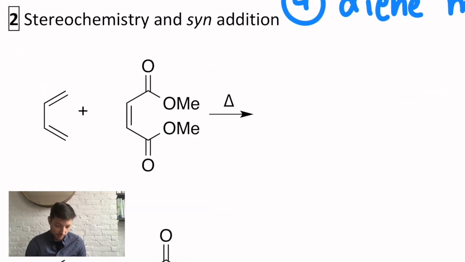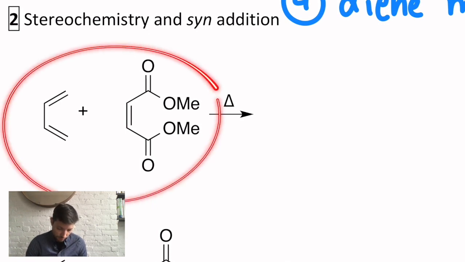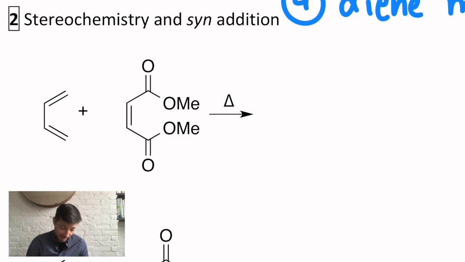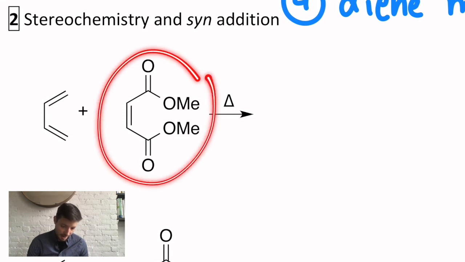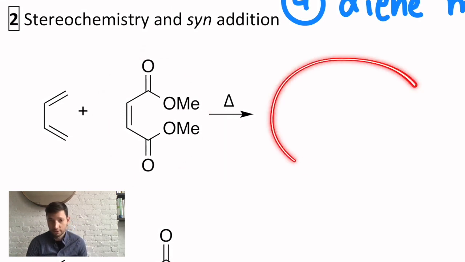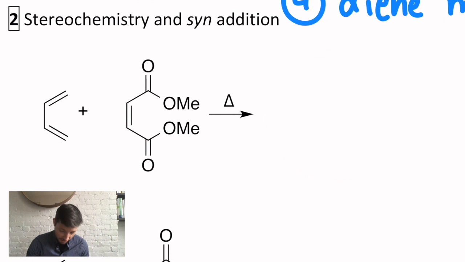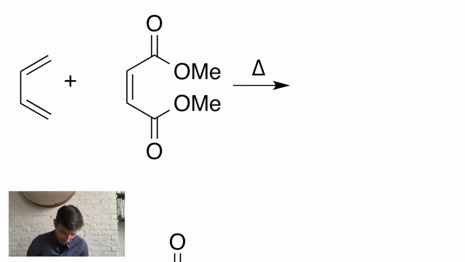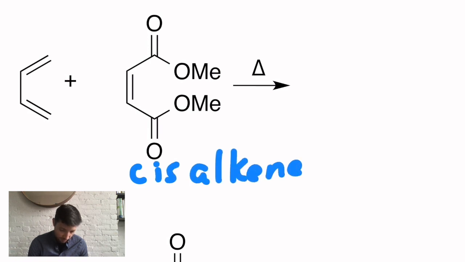So we just said that this reaction occurs with syn addition, and that's true. And what that does is it takes specific alkene geometries and it turns it into relative stereochemistry in the product. So here's an example of a cis alkene with just a very boring butadiene diene. But the dienophile is cis. And how do I figure out the product?